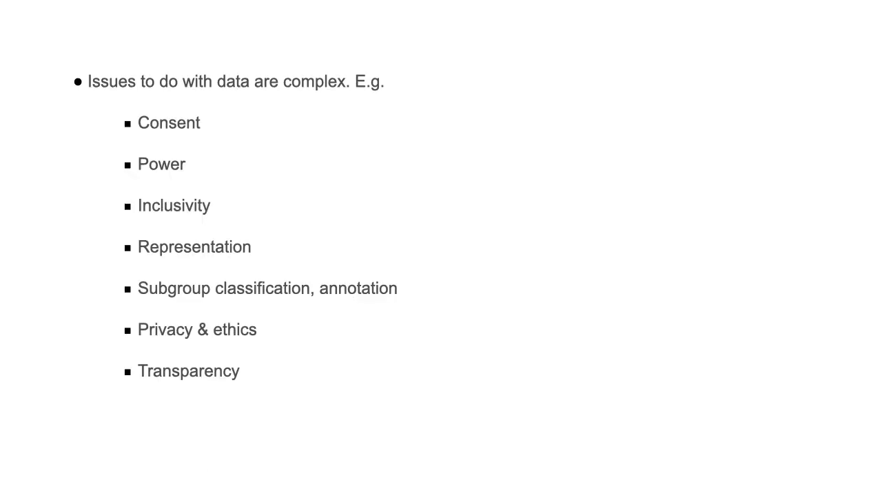And I've tried to quickly discuss many of the issues that have to do with data that are complex. So that's consent. For example, I gave the example of Flickr. Sure, the license allows you to use this data, but did people really think that this data was going to be used in that way when they put it out there? Power, which is who has the power to use this data and who doesn't, and who's benefiting from collecting data on whom. Inclusivity is how people are represented in the actual data set, and who is represented in the data set. Same with representation.